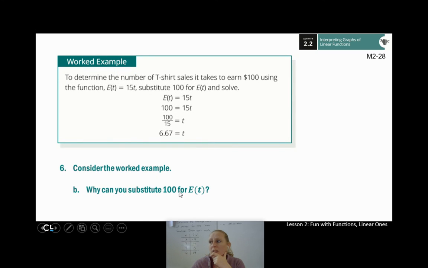And real quick, why did we substitute 100 for E of T? Why did we substitute for E of T instead of for T? Hit pause, write that down, hit play to keep the discussion going.